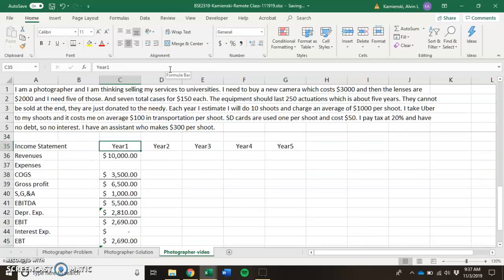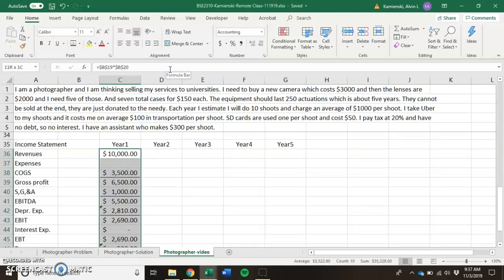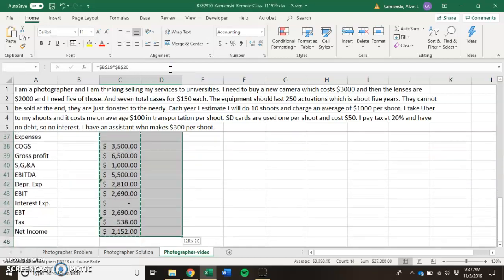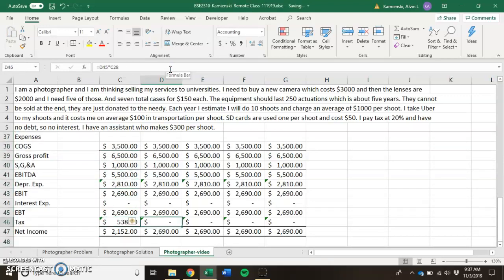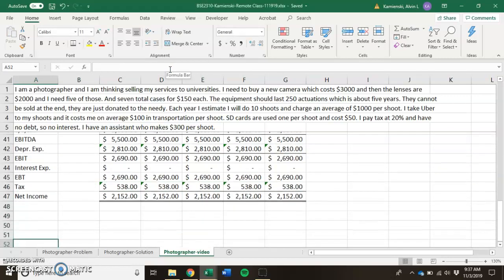Now that we've done one column right and have fixed all our references, we should be able to just go ahead and copy and paste this for my 5 years because nothing changed. Notice that this number didn't update. Why is that? I should have fixed the tax reference there to the 20% that's up above. Now my numbers tie out. Looks like I have $2,000 worth of profit per year.